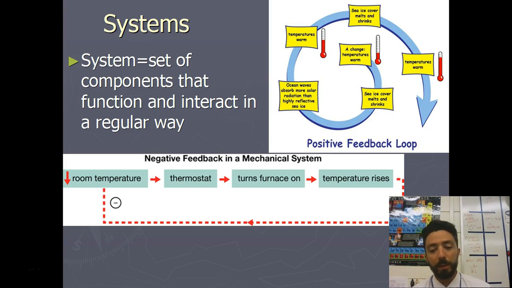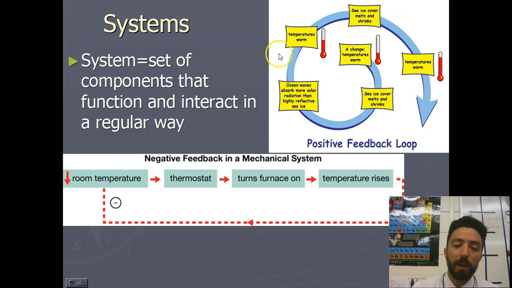One of the things that we're going to spend a lot of time focusing on throughout the year are feedback loops. And feedback loops are things that can happen when a system undergoes a change. The first one I want to talk about is the positive feedback loop in the top right corner. Positive feedback loops are very bad.